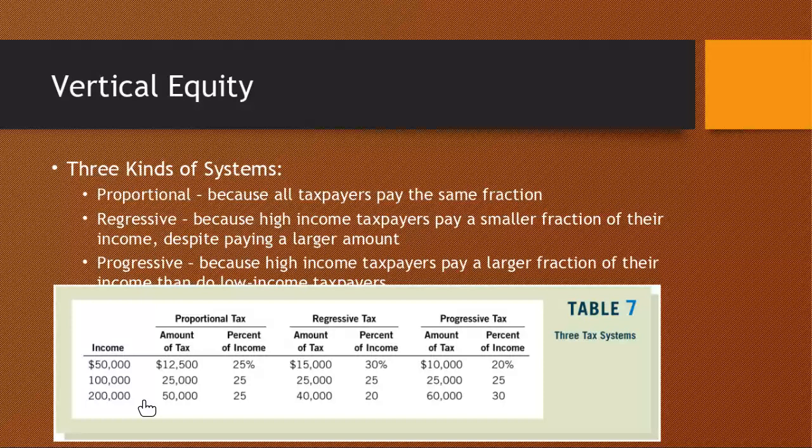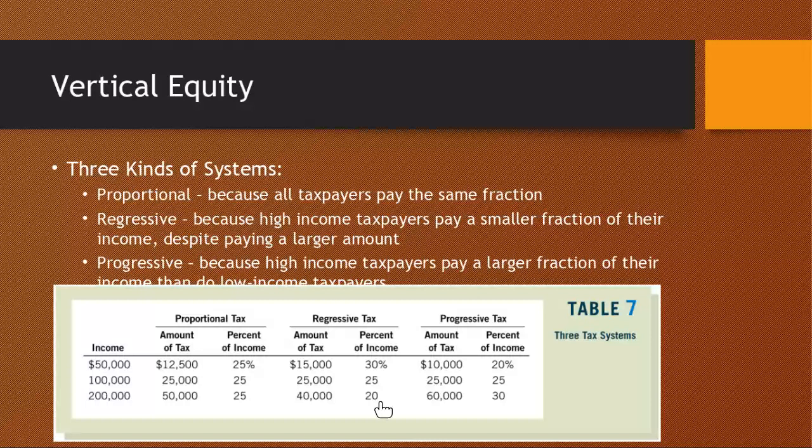So this is simply a breakdown of these three systems. Proportional tax, everyone pays the same percentage of their income. A regressive tax, you increasingly pay less percentage of your income the wealthier you are. And a progressive tax in which you pay a higher percentage of your income the higher your income is.